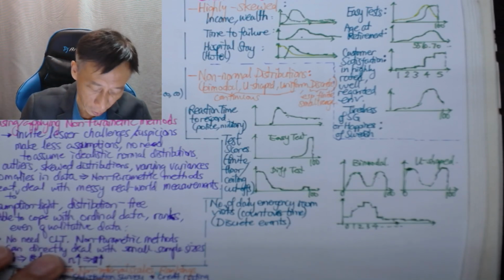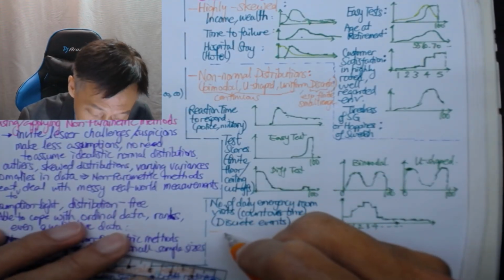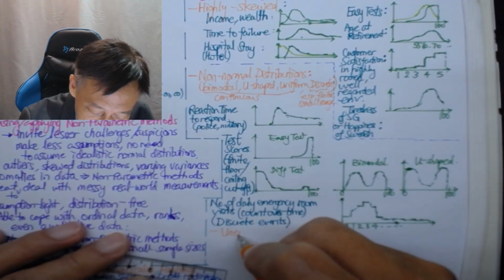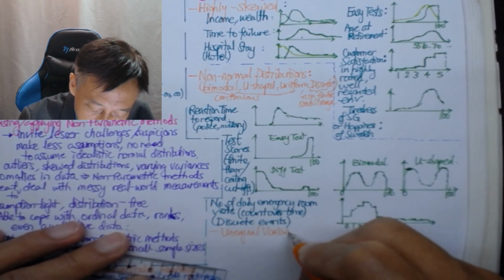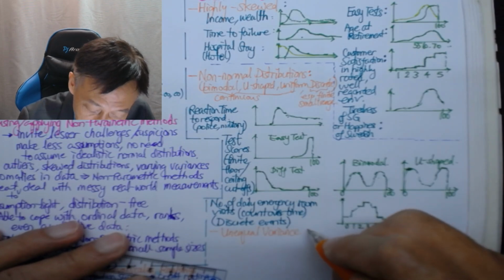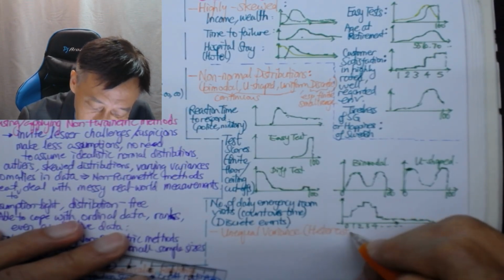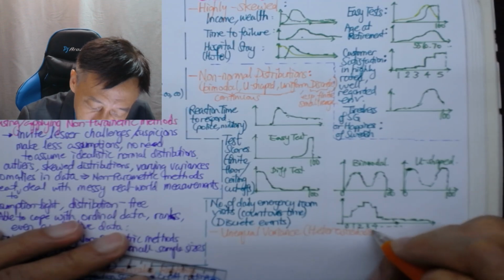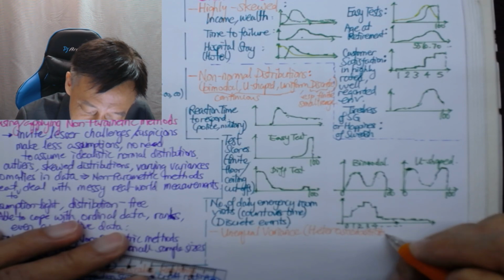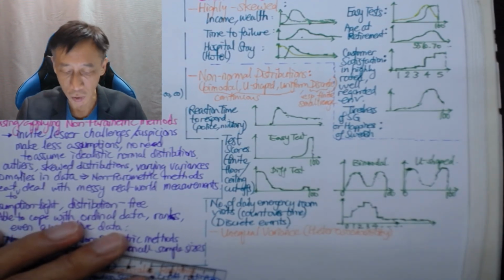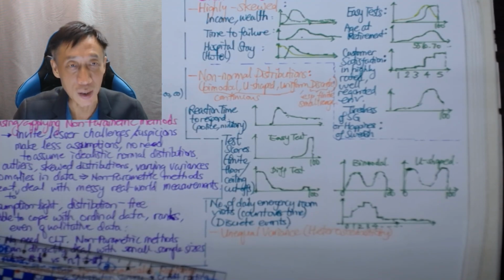Next, and the last one, I want to talk about unequal variance. Unequal variance situations, or heteroscedastic situations. Scedasticity means variance, so heteroscedastic means unequal, changing, or differing variances.